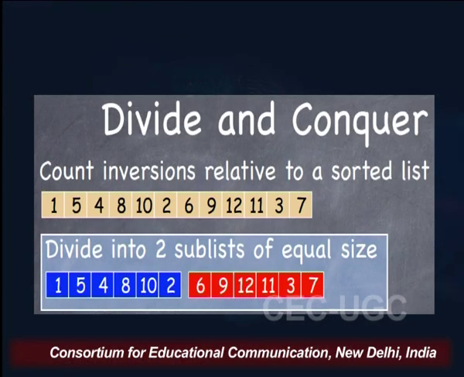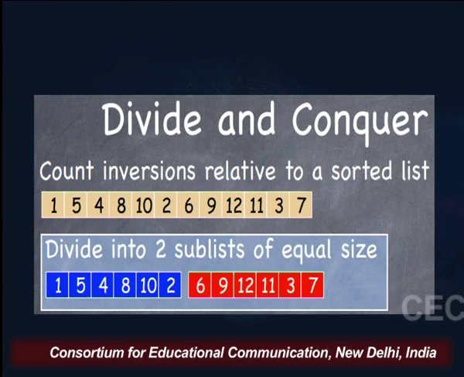So, the list here is 1, 5, 4, 8, 10, 2, 6, 9, 12, 11, 3, 7. Now, what are we going to do? We are going to divide this list into two sublists of equal size. One, as you can see, is in blue and the other is in red. So the blue list elements are 1, 5, 4, 8, 10, 2.